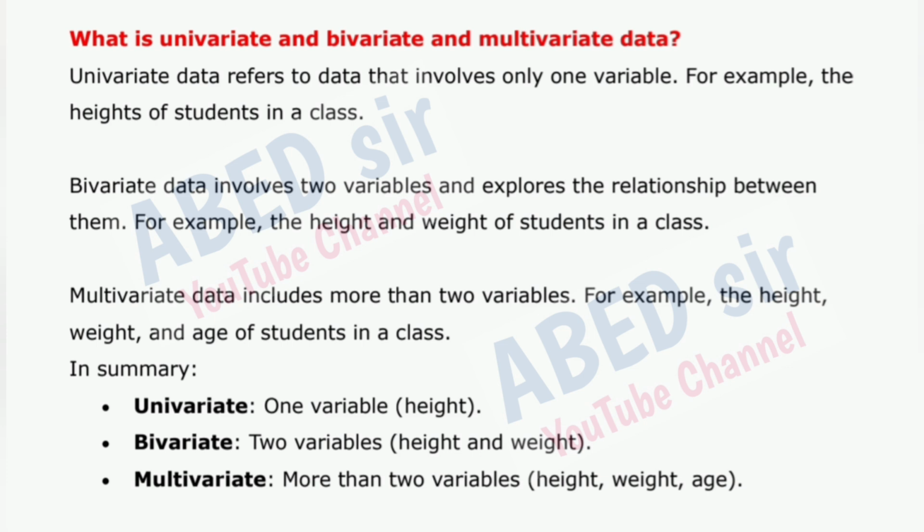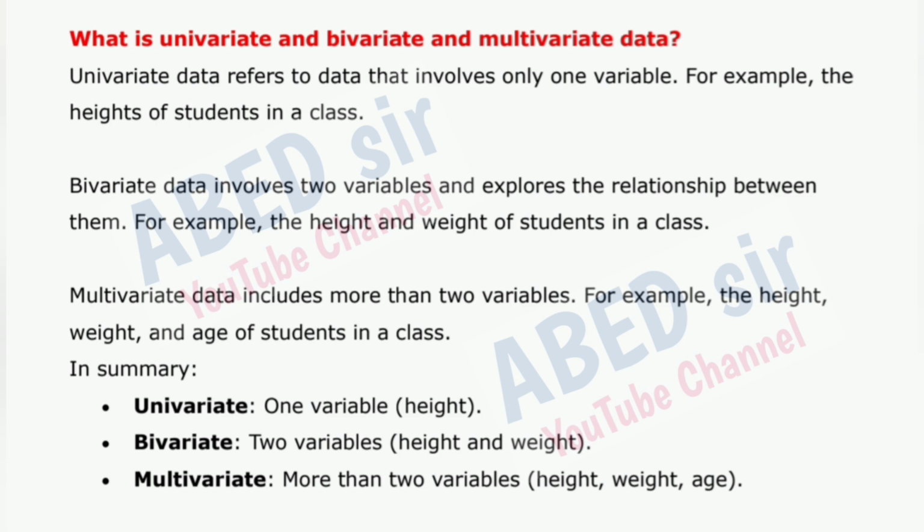Univariate data refers to data that involves only one variable. For example, the heights of students in a class. Bivariate data involves two variables and explores the relationship between them. For example, the height and weight of students in a class. Multivariate data includes more than two variables. For example, the height, weight, and age of students in a class.